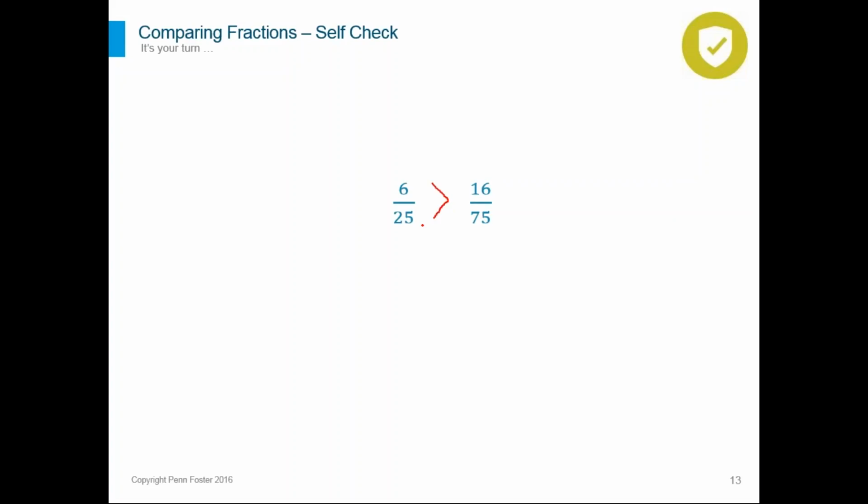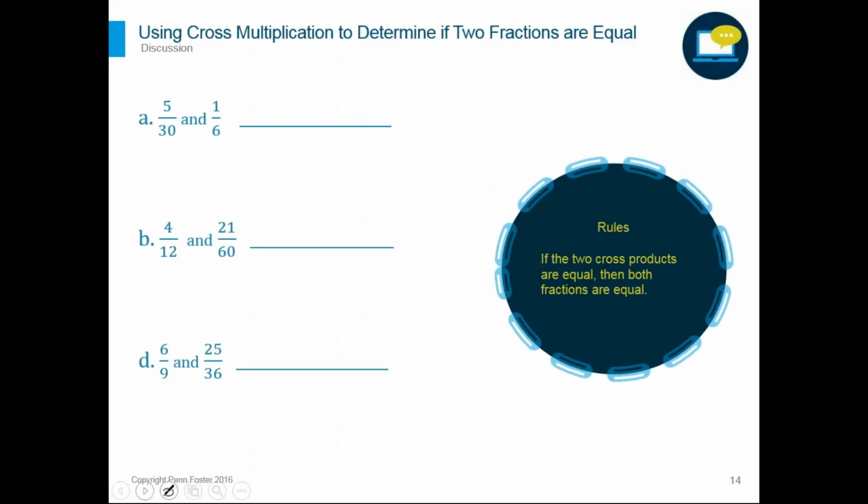Now, it's a good thing to notice that 6 is less than 16. 25 is less than 75. It does not mean that 6 over 25 is less than this fraction. We do not go by how the fraction looks. We go by the rules of fractions. So even though it seems that 6 over 25 is less, actually as a fraction, it's more. So we need to remember to use the rules, not to guess. Okay, let's look at the next topic.